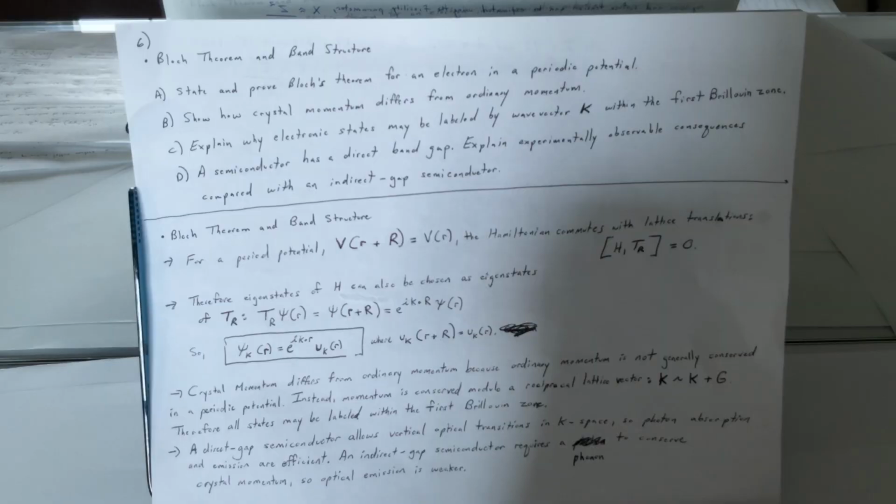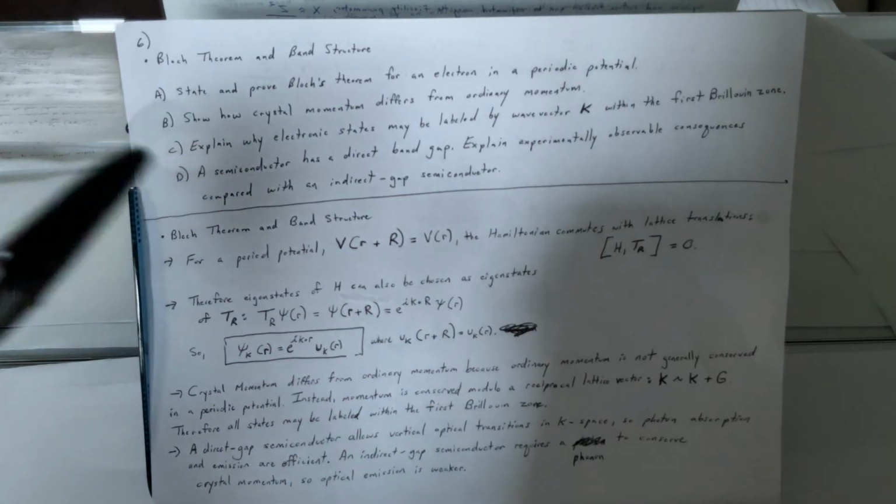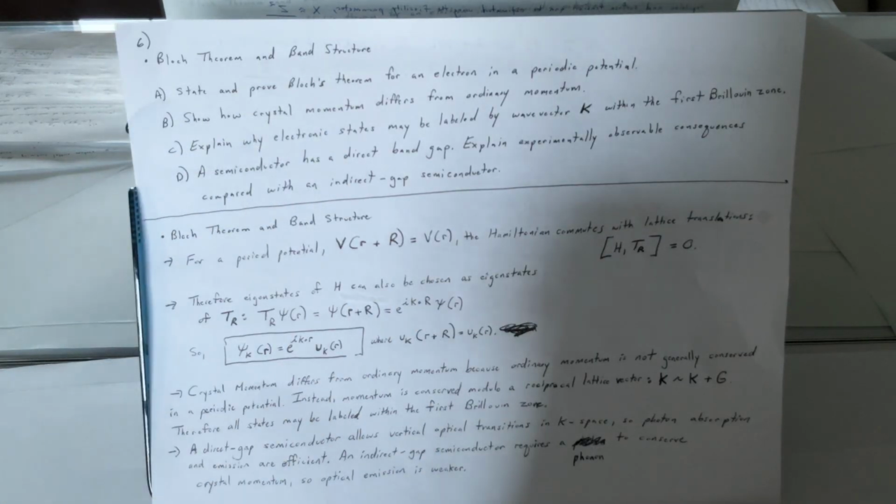So, for an electron in a periodic potential, show how crystal momentum differs from ordinary momentum. Explain why electronic states may be labeled by wave vector k within the first BZ, and a semiconductor has a direct band gap. Explain experimentally observable consequences compared with an indirect gap semiconductor.